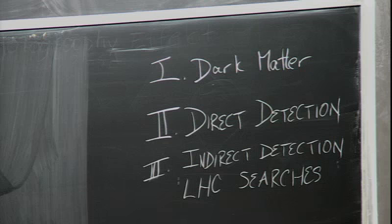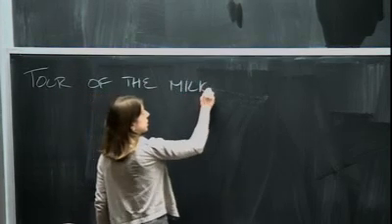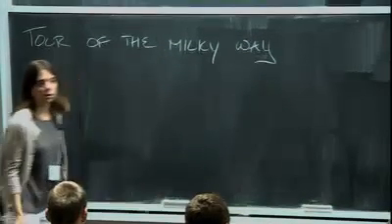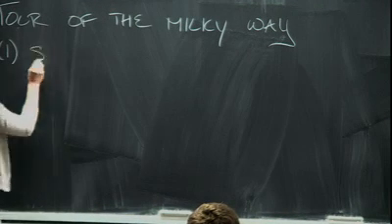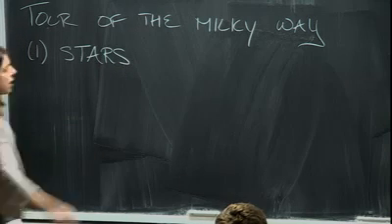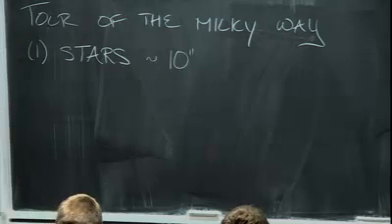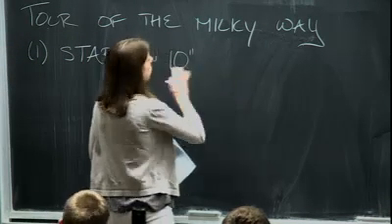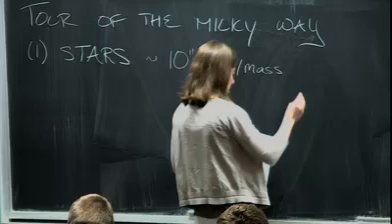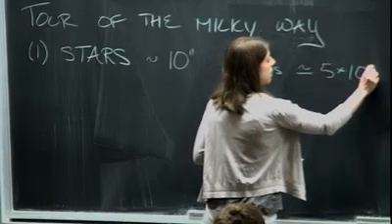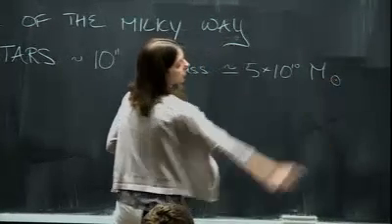What I wanted to do was give you a tour of the Milky Way. So what are all of the different components that comprise our galaxy? The first is just stars. There's about 10 to the 11 stars in the galactic disk. Well, most of them are in the galactic disk, and some of them are off. And their total mass is roughly around 5 times 10 to the 10 solar masses, which is indicated by the capital M and then the circle with the dot in it.